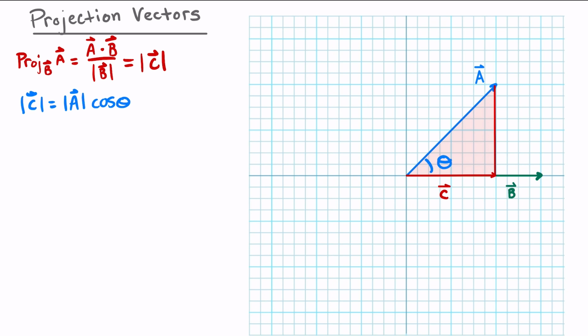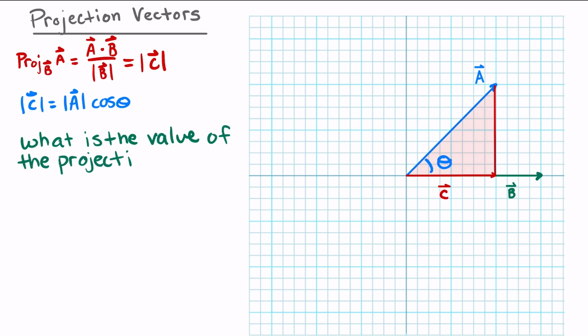All right, now let's go ahead and tackle an example. What is the value of the projection of the vector 7i hat minus 5j hat onto the vector negative 2i hat plus 3j hat? Since we're projecting onto the vector negative 2i hat plus 3j hat, we will consider this to be our base vector, vector B. And we are projecting 7i hat minus 5j hat onto it, so that's going to be our vector A.